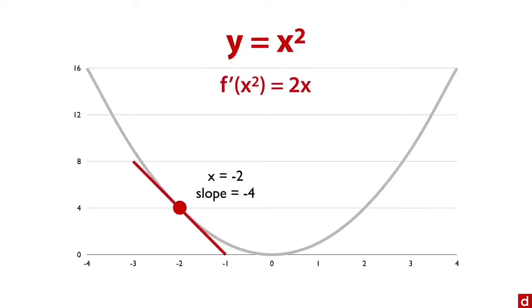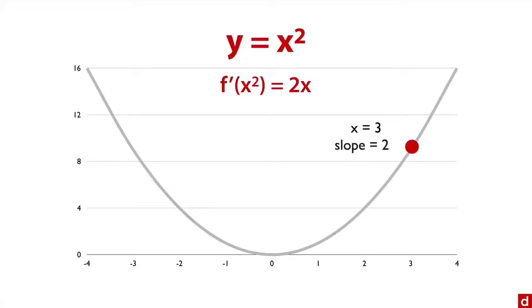Okay. What if we choose a different point? Let's say we come over here to x is equal to 3. Well, the slope's equal to 2x. So that's 2 times 3 is equal to 6. Great. And on the other hand, you might be saying to yourself, and why do I care about this?